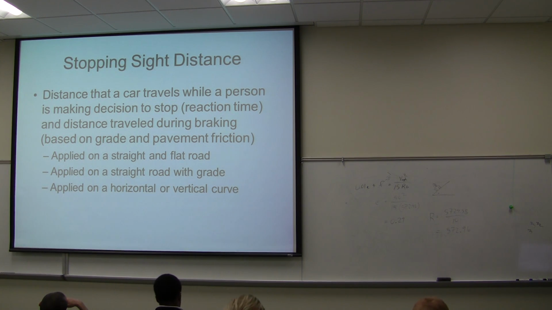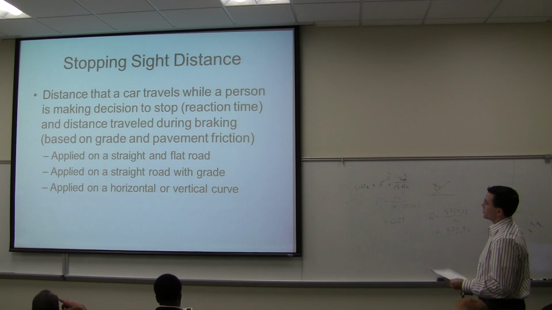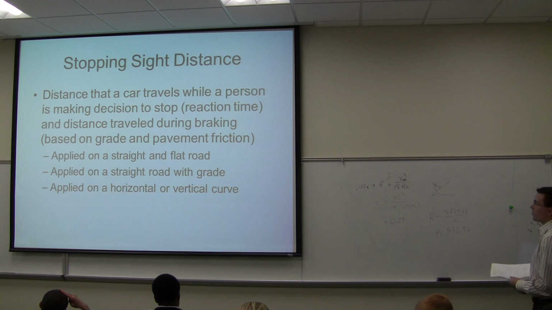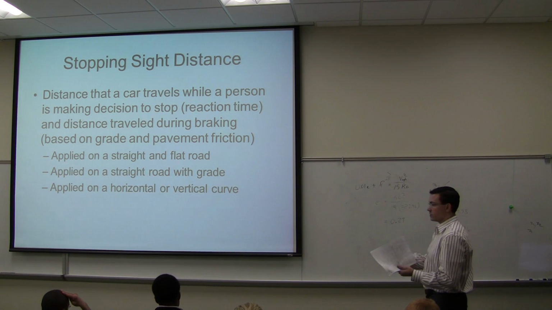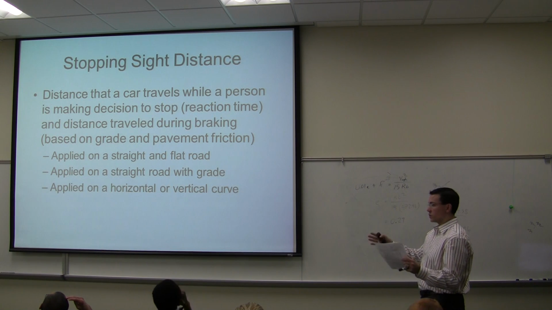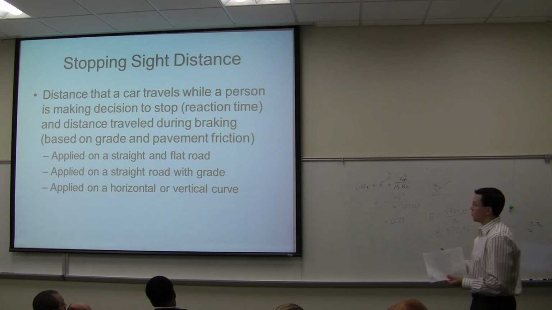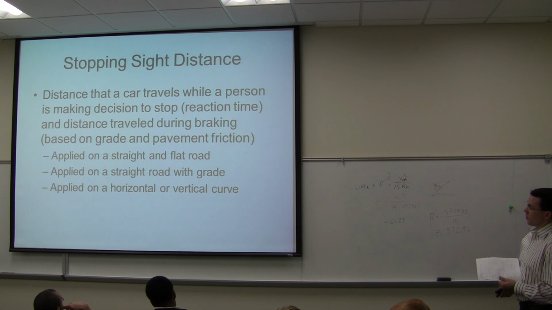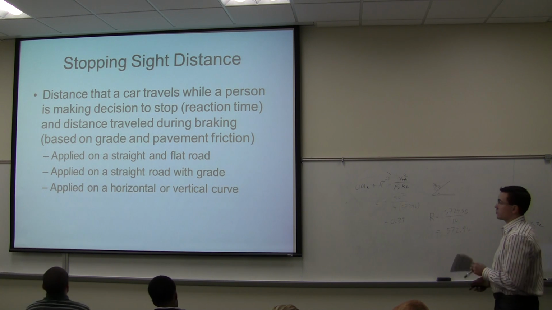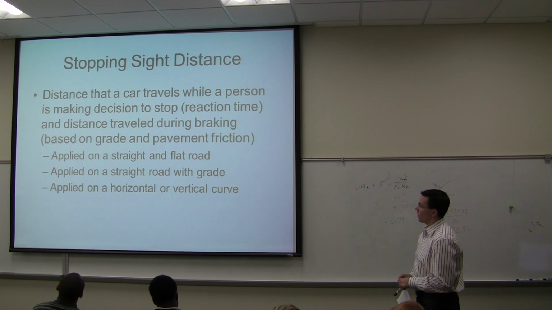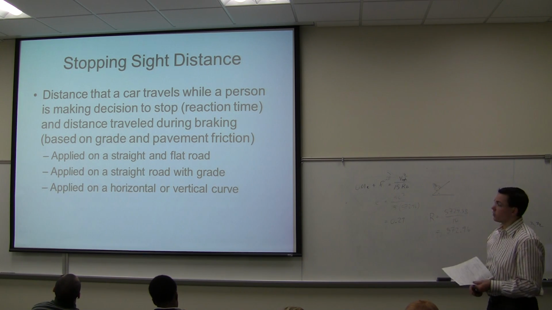Stopping sight distance. This is on, I think, page 162, which you don't have. This is the distance that a car travels while a person is making the decision to stop. As you're driving down the road, you see a deer in the road. As soon as you see that deer, you start reacting. That's why you're making the decision to hit the brakes. That's the first component. Then the distance traveled while you're braking, the braking distance, is more based on the grade of the roadway, as well as the friction with the pavement, as well as your initial travel speed.